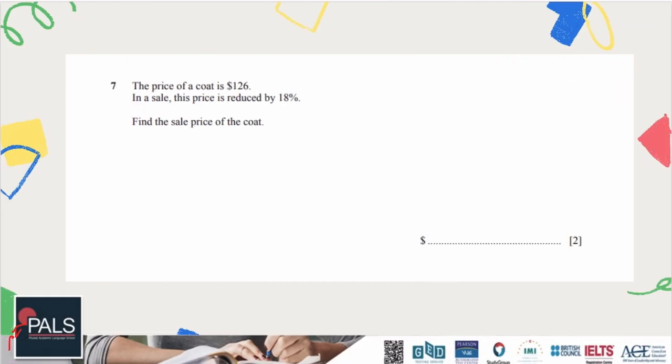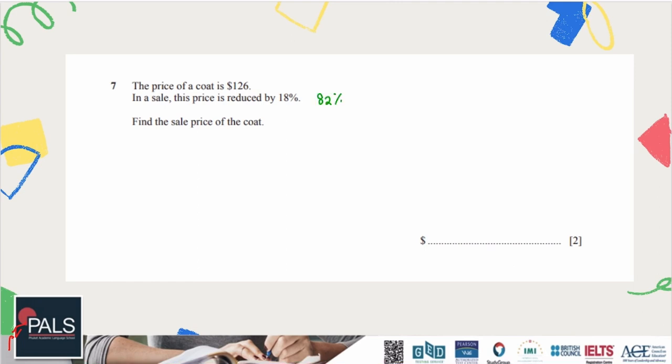Question 7. The price of a coat is $126. In a sale, this price is reduced by 18%. Find the sale price of the coat. They ask you to find the selling price, right? The seller said they will give you an 18% decrease, an 18% reduction. So what does it mean? The selling price is what they gain, right? So the price the store will charge is 82%, right?